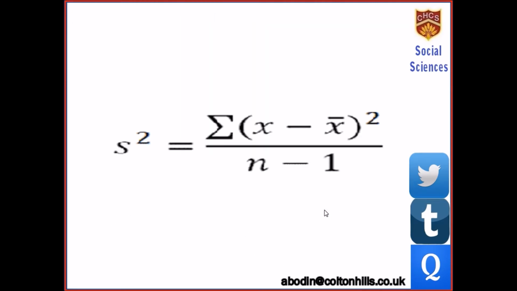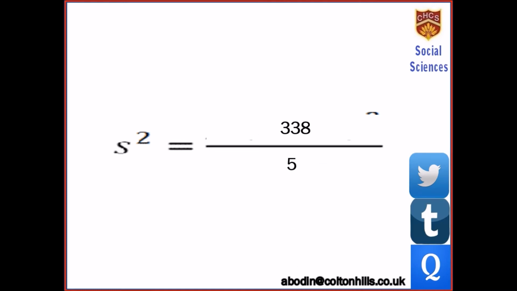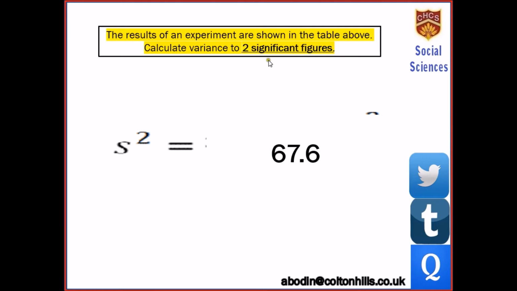So here's the formula again. We know that here we can replace it with 338, and we know here that the number of scores that we had was 6. So we can take away 1, get 5. 338 divided by 5 is 67.6. So this is our variance. However, remember, we said that we're going to present it to two significant figures. So these are two significant figures, but we need to look at this one here to see whether we're rounding up or not. And we get 68.